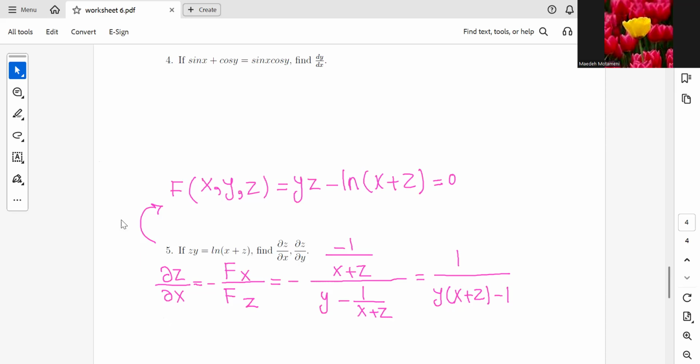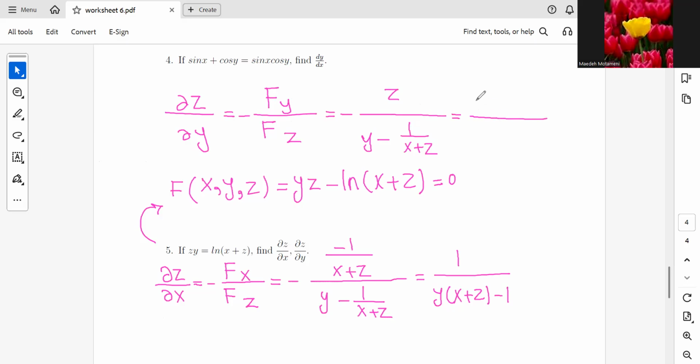Also, let me write that here. When you want to find the partial derivative of z with respect to y, that would be negative the partial derivative of capital F with respect to y over the partial derivative of capital F with respect to z. And that would be negative z over y minus 1 over x plus z. And this can be simplified as z times x plus z over y times x plus z minus 1. You can use the common denominator and then multiply them together.